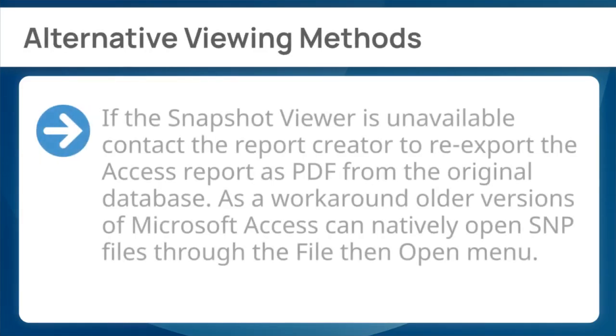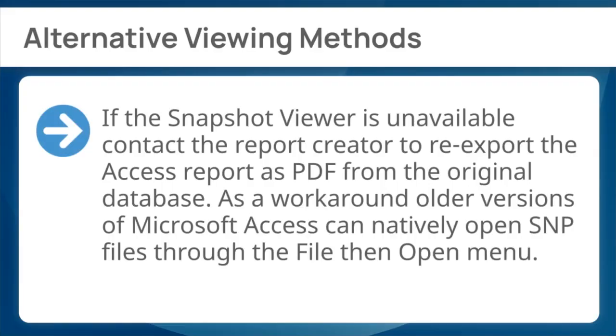Finally, alternative viewing methods. If the Snapshot Viewer is unavailable, contact the report creator to re-export the Access report as PDF from the original database. As a workaround, older versions of Microsoft Access can natively open SNP files through the File, then Open menu.